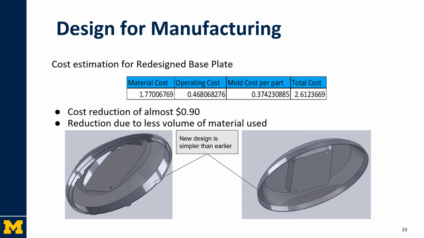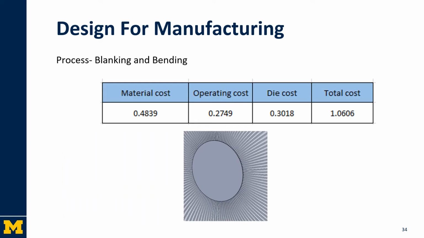After redesigning the part to a simpler version, we again calculated the manufacturing cost through analytical method and we got $2.6, which was around $0.9 reduction, which was mainly due to the material reduction. But for the redesign of our front casing, the process used was blanking and bending, and using the analytical method, we were able to come out with a cost of $1.06.